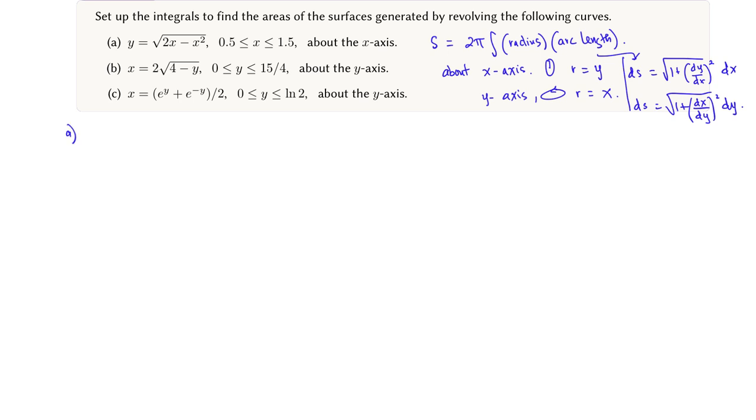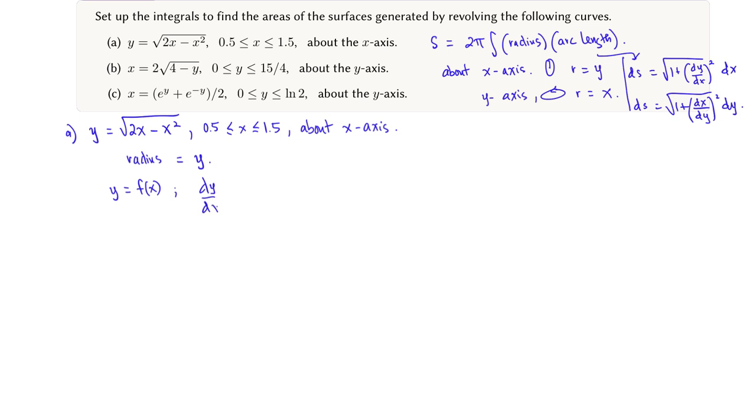For example, A. Y is given in terms of x, and so it's the square root of 2x minus x squared. X goes from 0.5 to 1.5, and we rotate the curve about the x-axis to form a surface. The radius is therefore y, because we rotate about the x-axis. Y is a function of x, and so we would find dy dx.